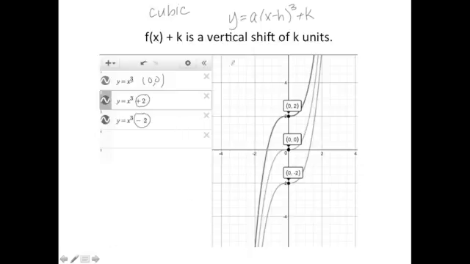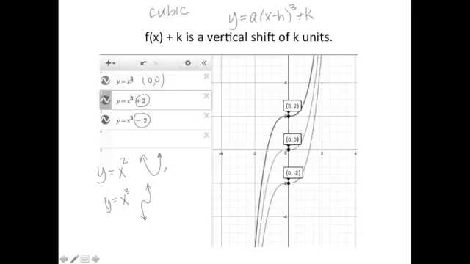All right, so you may be saying, whoa, this looks really different than what I was thinking. Well, that is true, because y = x squared is parabolic, and y = x cubed is cubic.